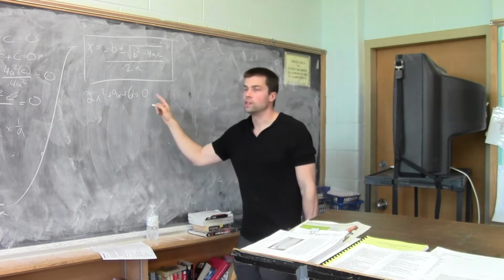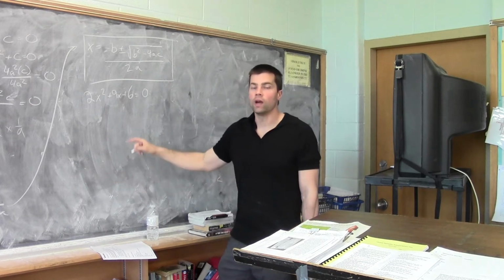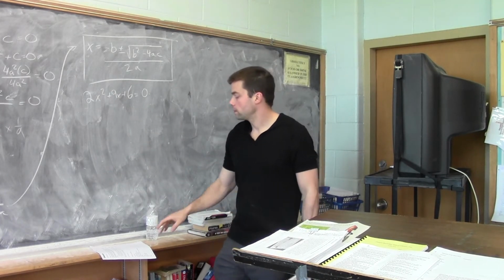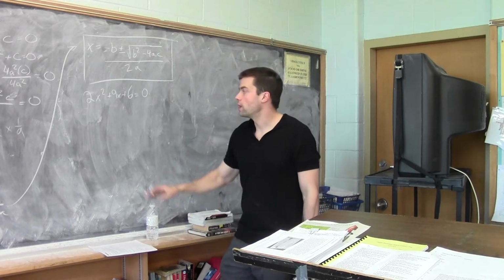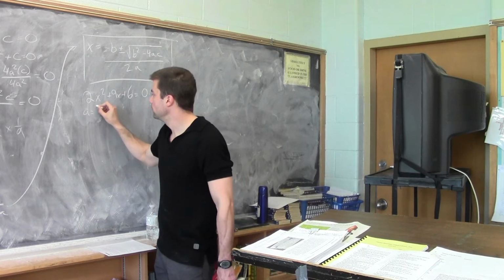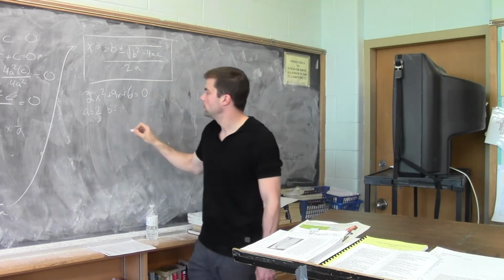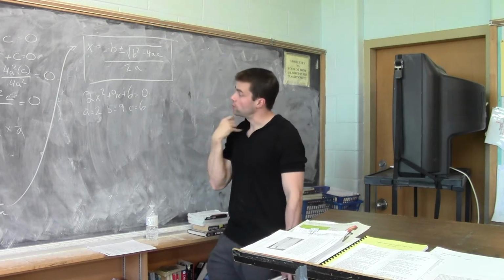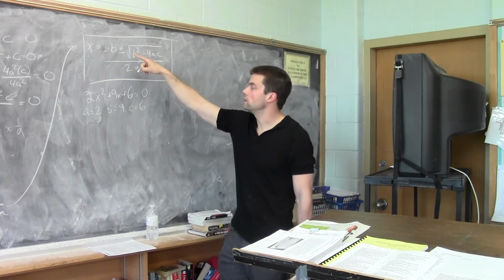Because this is in standard form, I know my a value of this is what, Luigi? What's the value of a for this? 2. Good. So a is equal to 2, b is equal to? 9. And c is equal to? 6. So we know a, b, and c. We could just plug it into this formula now.